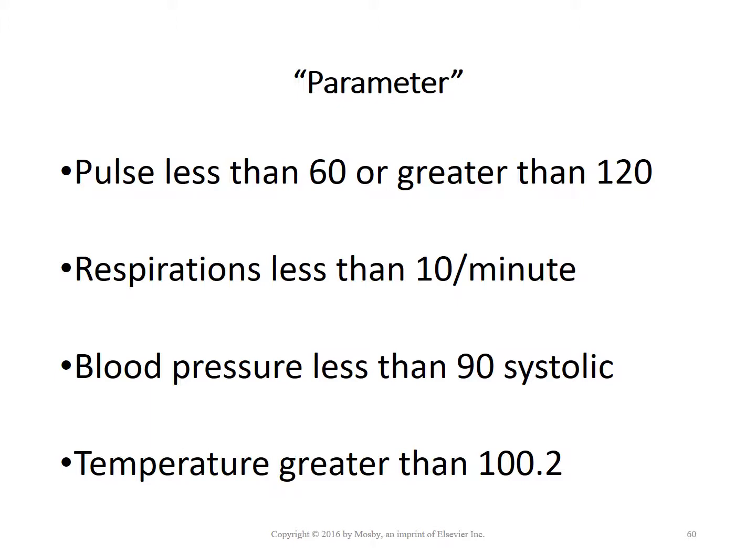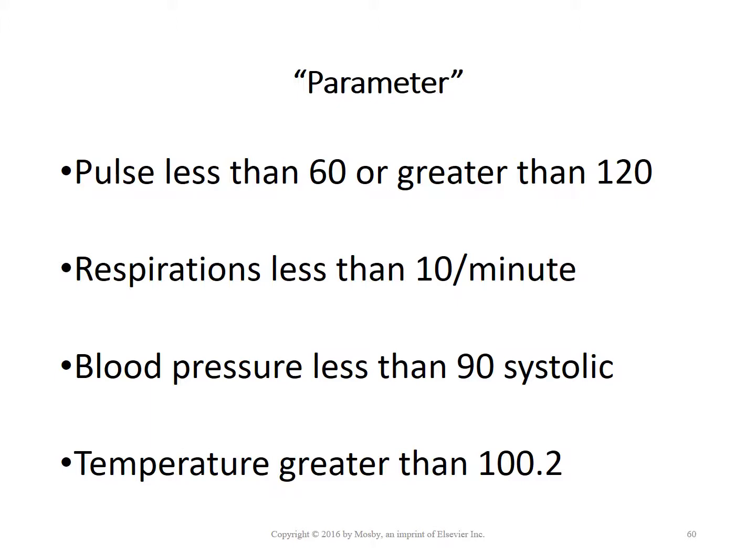Now, here's the thing: we don't just check the vital signs, then give the medicine and record the vital signs. When we check the vital signs, there will be something that we're looking for that will tell us not to give the medicine, and those are called the parameters. And sometimes the doctor will write out the parameter in the doctor's order, but then sometimes the doctor expects you to use common sense to determine what the parameters are.